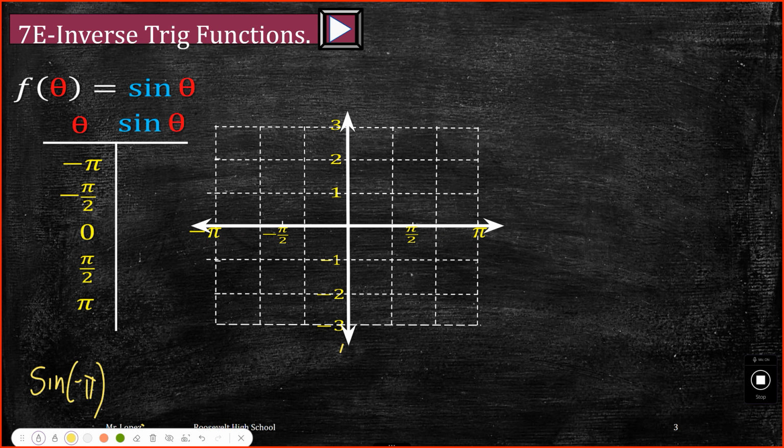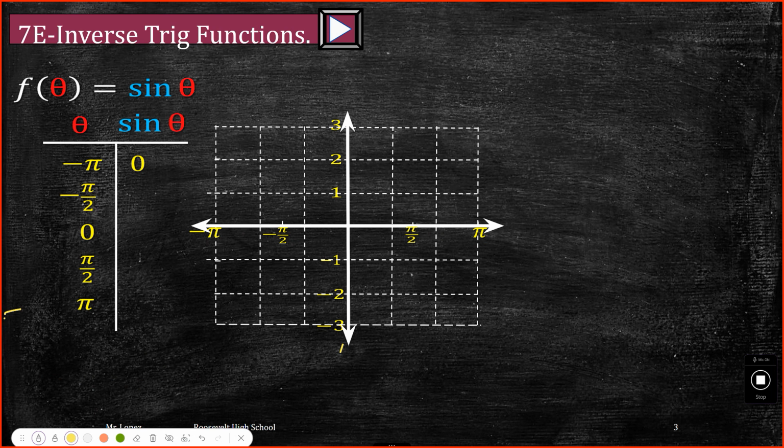Well, there's so many ways you could do this. In any case, sine of negative pi, I'm thinking too much. Sine of negative pi means that you're going to go negative pi. So instead of going up, you're going to go down. If you're going to go this way, negative pi is here. So what's sine of negative pi? 0. Sine of negative pi is 0.